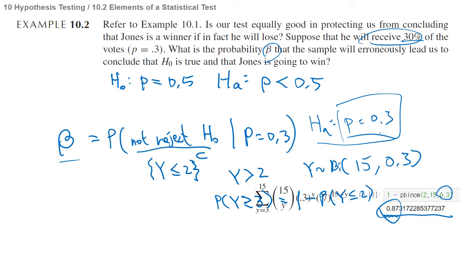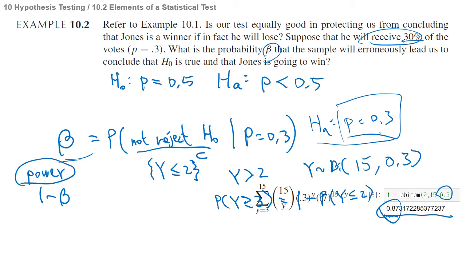When this kind of thing is happening, we need to increase the sample size so that we can have a lower type 2 error rate. Also, sometimes we talk about beta, and sometimes we talk about power, which is 1 minus beta.